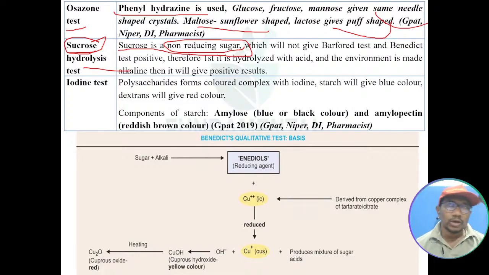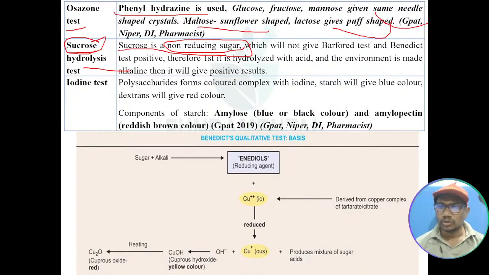Why? Because in sucrose, glucose and fructose are combined in a 1-2 linkage. The first carbon atom of glucose is an aldehyde-containing carbon, and the second carbon of fructose is a ketone-containing carbon. Both are involved in the glycosidic bond formation. That's why there is no free aldehyde or ketone group in sucrose, and that's why sucrose is a non-reducing sugar.